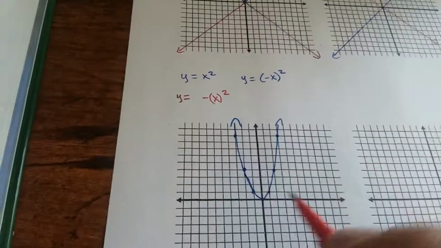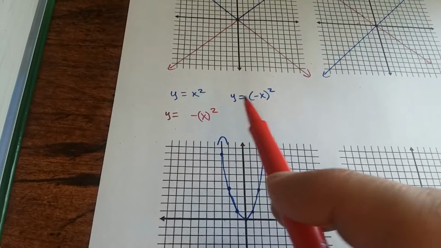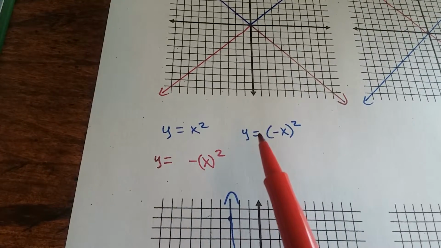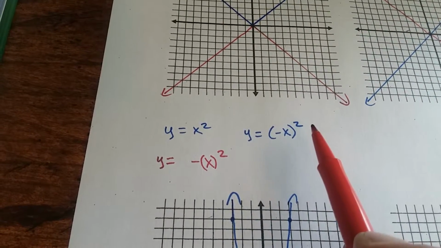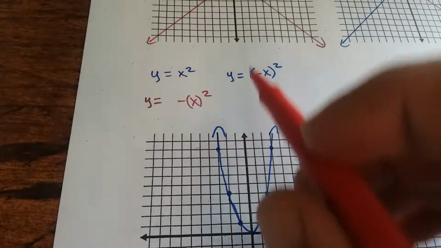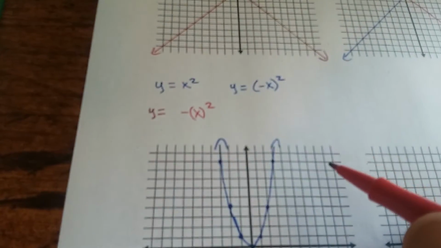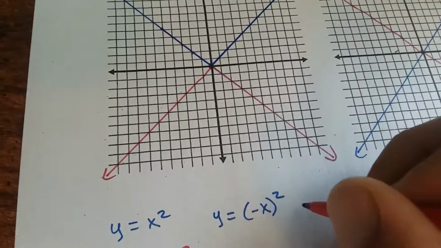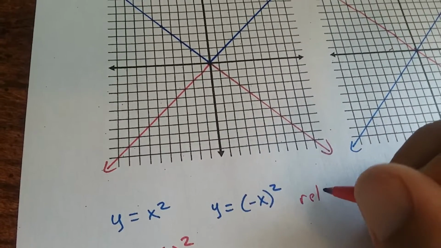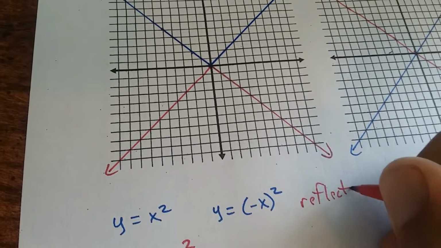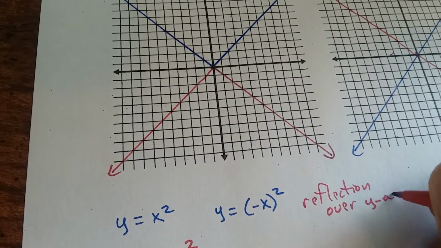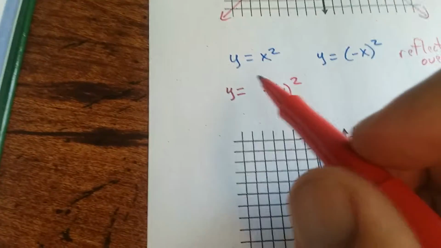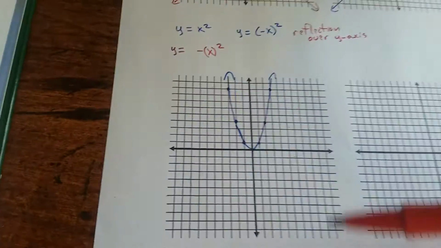Okay. Look at this one, y equals x squared. Notice that y equals x squared is going to have the same result as y equals parentheses negative x squared. Okay. These two graphs are going to look the same because it's getting reflected over the y-axis. So this is a reflection over y-axis. But this one here, y equals negative x squared, that's going to flip the graph upside down.